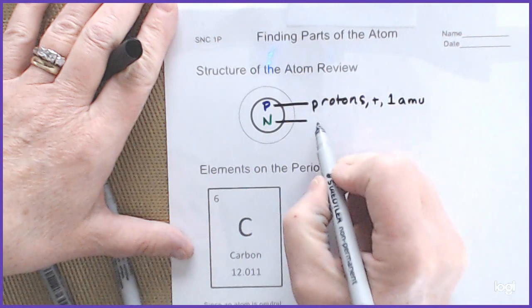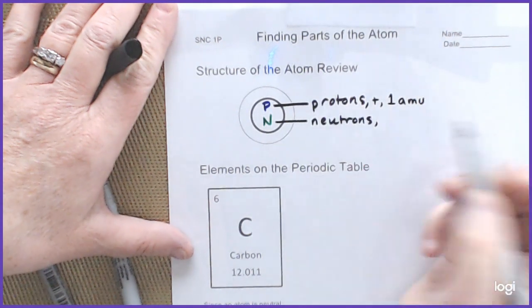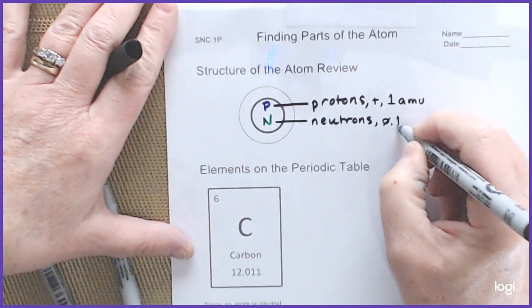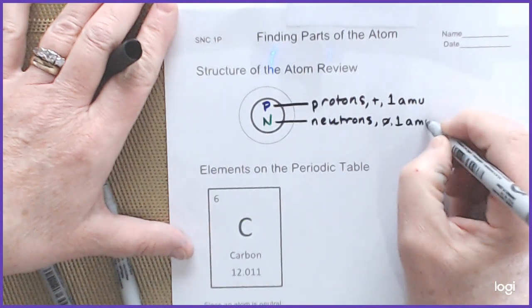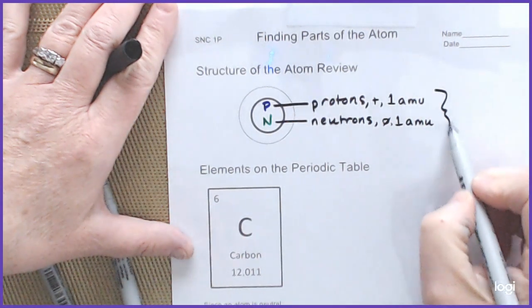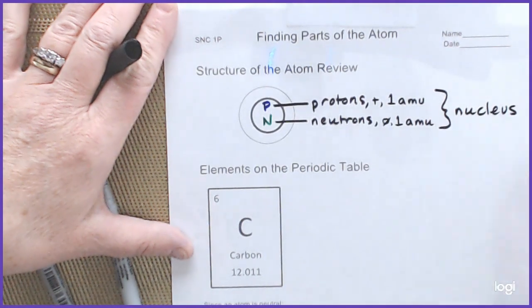Our neutrons don't have a charge at all. They're neutral, but they do have a mass of 1 atomic mass unit. Now both these particles together make up the nucleus. So this is the nucleus of our atom.